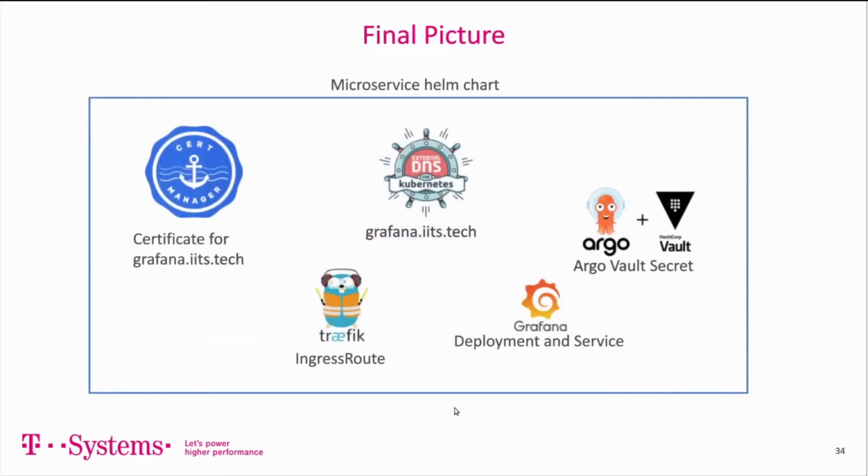So this is the final picture. We have secret management, we have DNS management, we have our ingress route, we have our deployment and service from Grafana. We also have a certificate. So we are ready to go. And now we are hyped and say, yeah, okay, our microservice can run. Connect it to a GitOps tool, for example ArgoCD or Flux, and say, yes, now run.